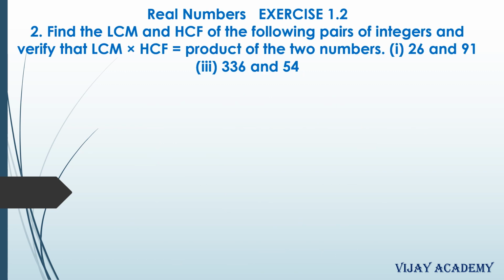Similarly, the third question, that is 336 and 54. So divide 336 and 54 using only prime numbers and then write the prime factorization of 336 and 54. The prime factorization of 336 is 2 raised to the power 4 into 3 into 7, and the prime factorization of 54 is 2 into 3 square.